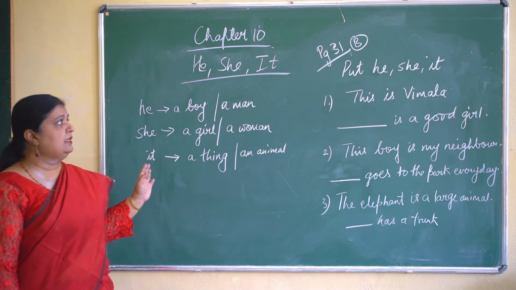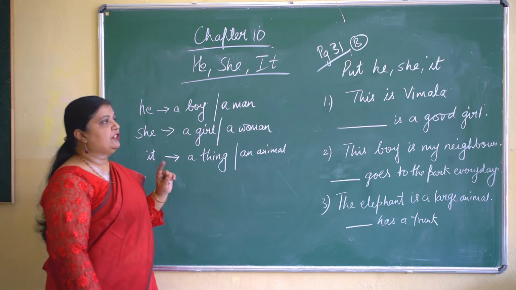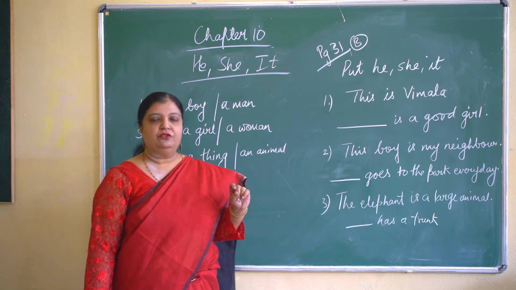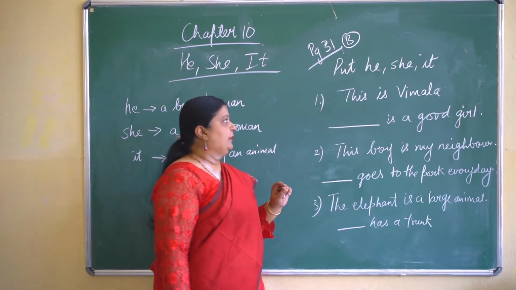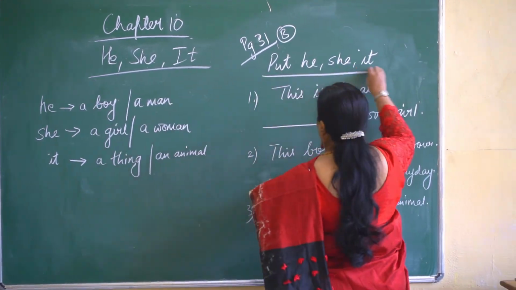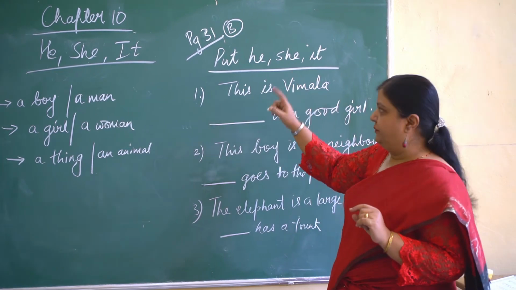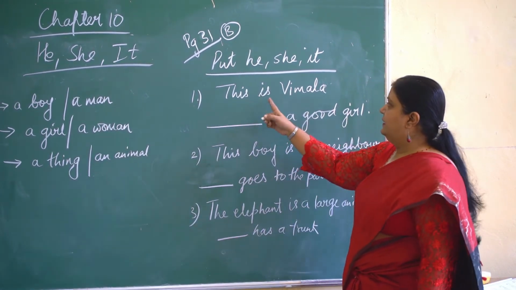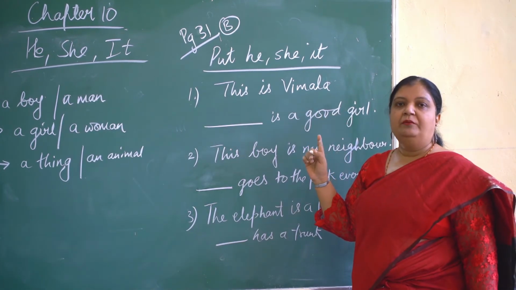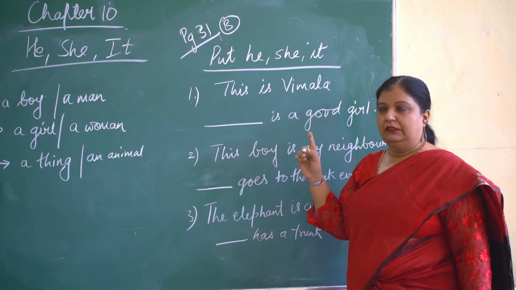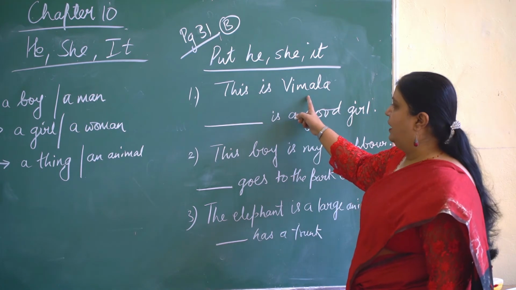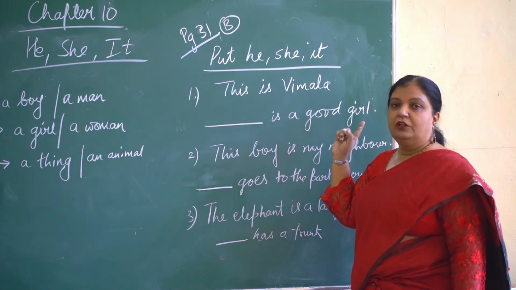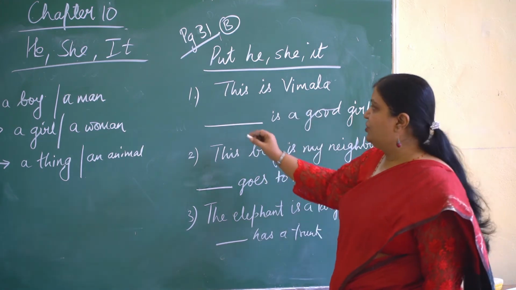In concern to this, there is an exercise on page 31, B exercise. Six are there and I am doing three with you so that the concept is clear. Put he, she, it. First sentence, it's a pictorial exercise. This is Vimla. Vimla means the name of a girl. This is Vimla. Dash is a good girl. So for girl you have to use she.